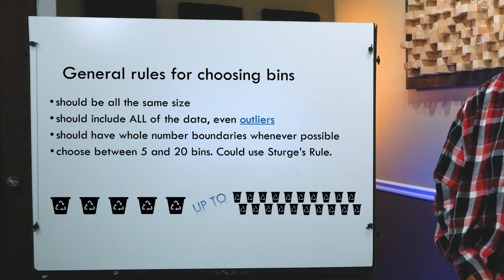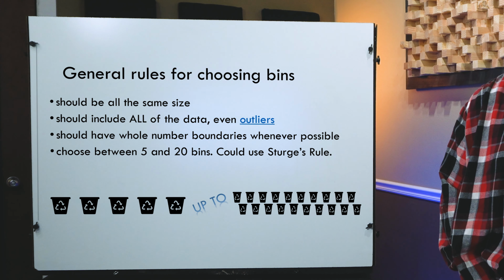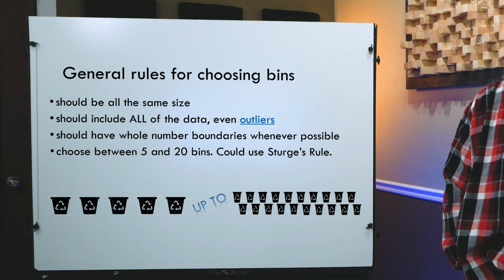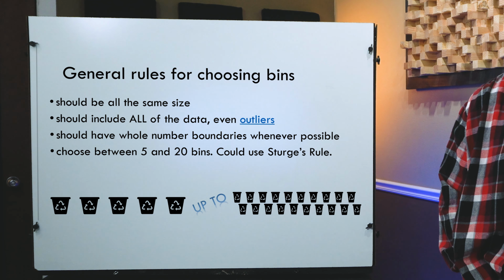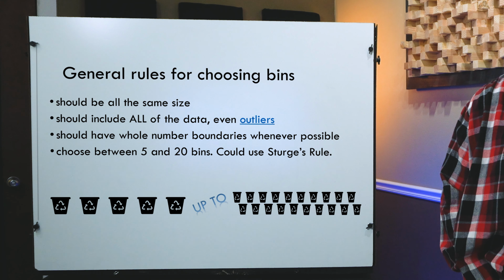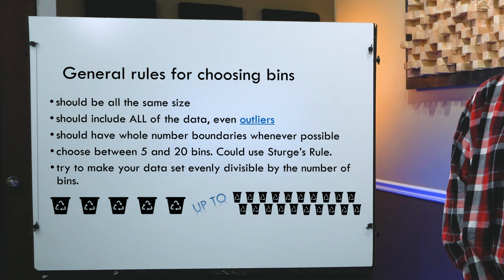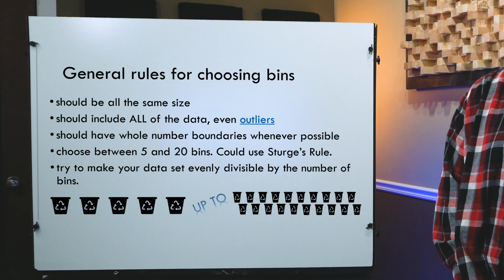Try to stick to between 5 and 20 bins. The larger the data set, the more likely you'll want to use large numbers of bins. For example, a set of 12 data pieces might warrant 5 bins, but a set of 1,000 numbers will probably be more useful with 20 bins. The exact number of bins is usually a judgment call. However, you can use a method called Sturge's rule to help. For our purposes, however, we'll just stick with the judgment call method. And finally, if at all possible, try to make your data set evenly divisible by the number of bins. For example, if you have 10 pieces of data, work with 5 bins instead of 6 or 7.